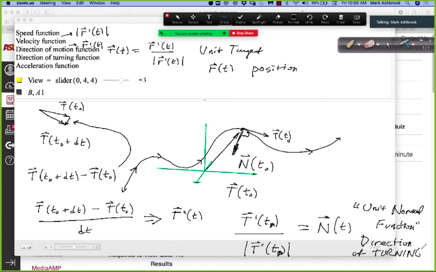Can you still see me writing down there in the corner? That's still showing up down there?